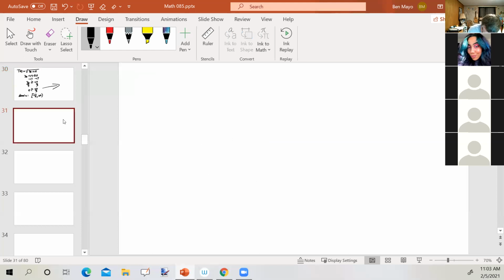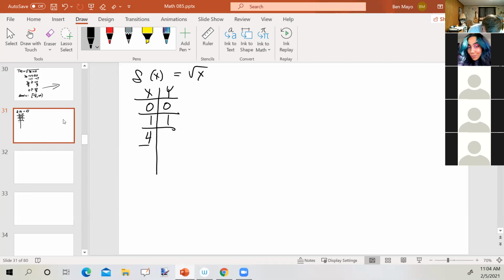Let's go back and look at f of x equals the square root of x. And we had 0, 0, 1, 1, 4, 2, 9, 3, 16, and 4. So we did that a little while ago and we graphed it.